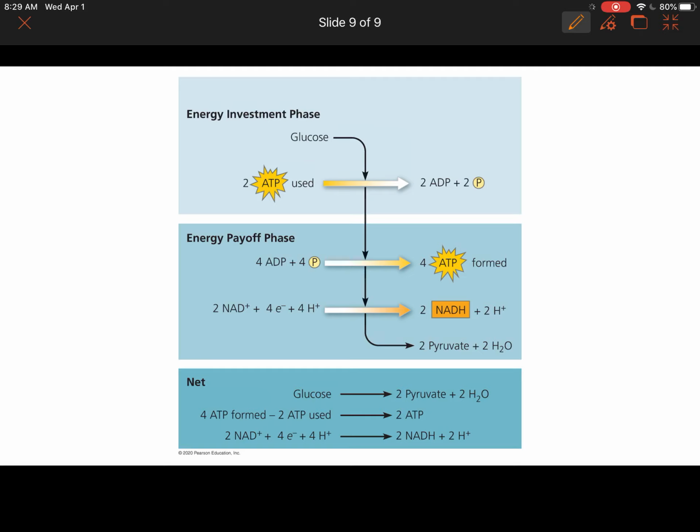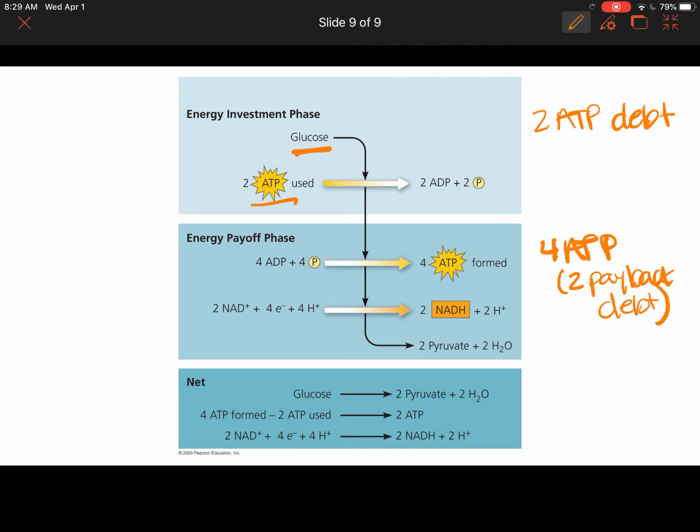summary, energy investment phase, we're starting with glucose. We use up 2 ATPs. So now we have 2 ATP debt. Energy payoff phase, we form 4 ATPs. 2 of them are going to be used to pay back the debt. We form 2 NADHs, and 2 pyruvates. Okay, so our net products of glycolysis are 2 pyruvates, 2 ATPs, and 2 NADHs.